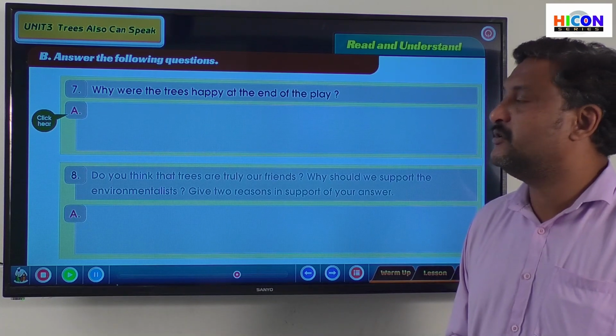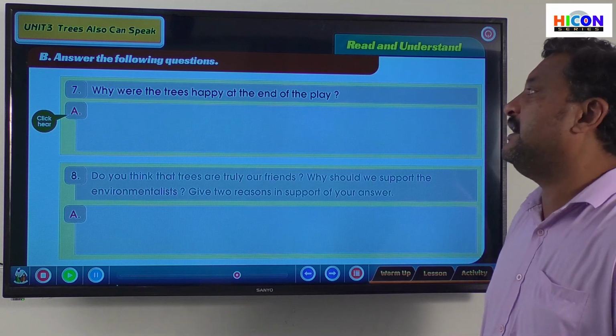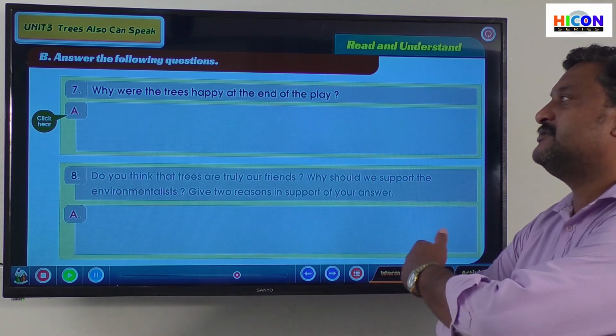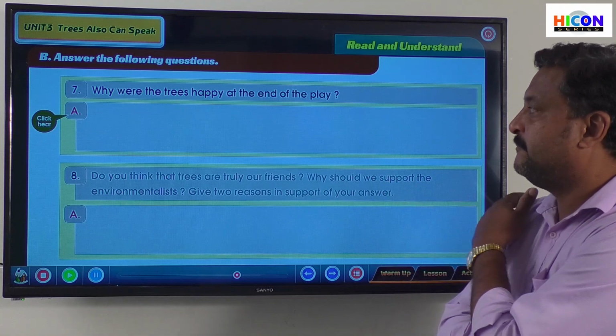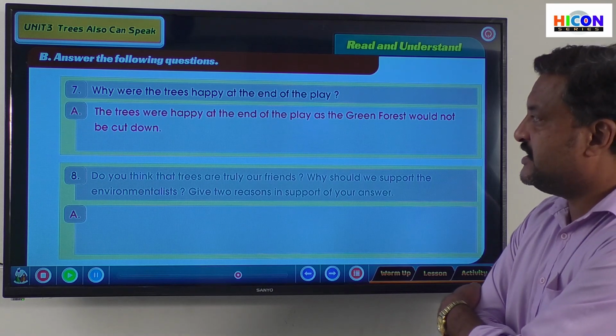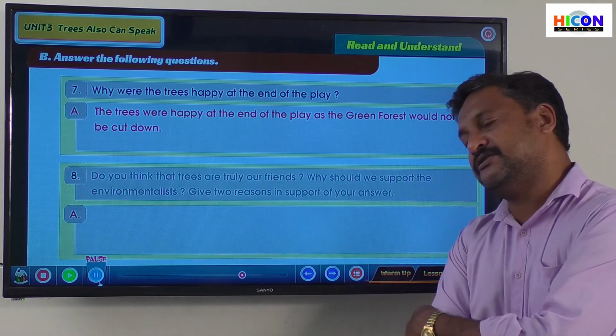Okay. Now the seventh question. Why were the trees happy at the end of the play? So at the end, the trees in this magical forest were very happy, no? Why were they happy? You'll check the answer. The trees were happy at the end of the play as a green forest would not be cut down.